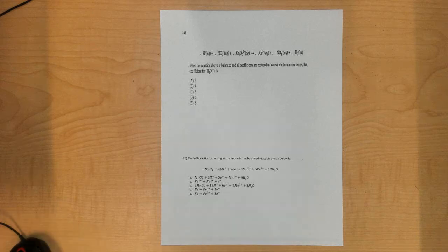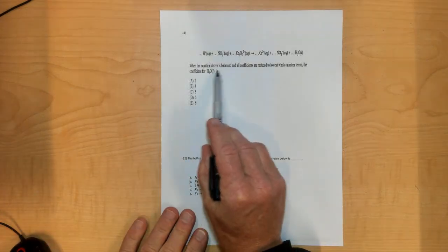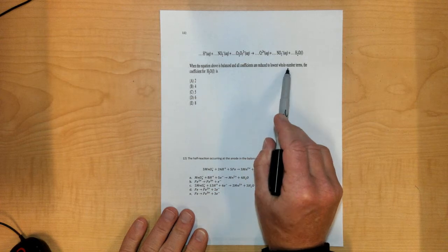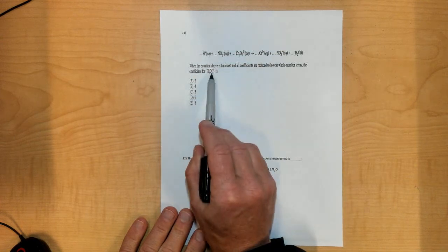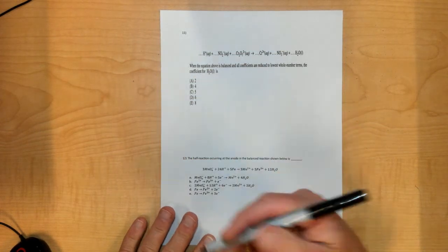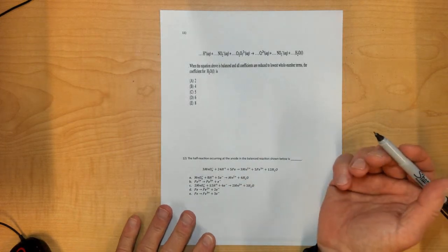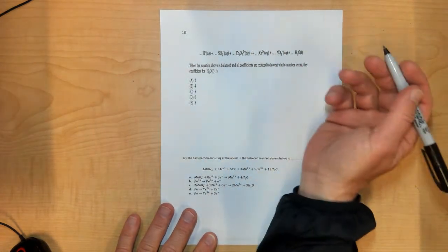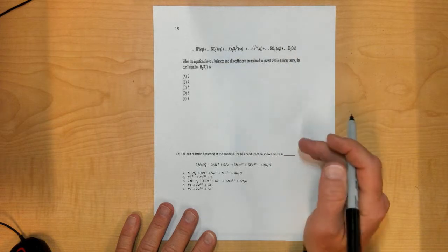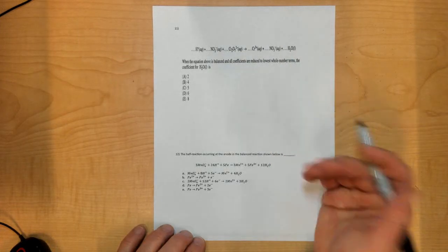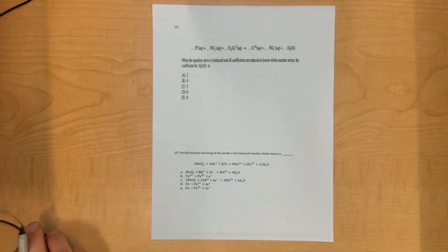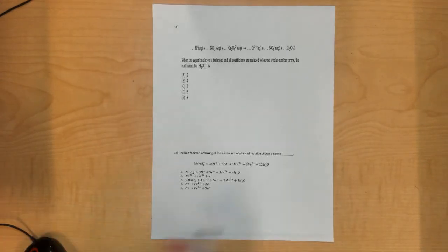Alright, so this is number 11 on the practice test where it says, when the equation above is balanced, all coefficients reduced to the lowest whole number, state the coefficient for H2O. So what they really want you to do is just to balance the whole redox reaction. So you have to go through and do all the steps. I'll go through and do all the steps for this one, and then I'll refer back to number 11 if people are stuck on balancing redox reactions.